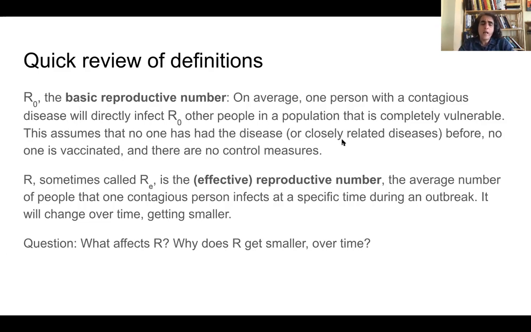So that's R naught. Then there's also R, which is also sometimes called RE, the effective reproductive number. And that describes what's going on sometime into an epidemic. As an outbreak has been happening, R describes the average number of people that one infected person will spread the disease to at that point, and it changes over time. So that's my first question for you to answer on the form. What is it that affects R? Why does R get smaller over time, even though R naught doesn't change? So give me your thoughts on that.